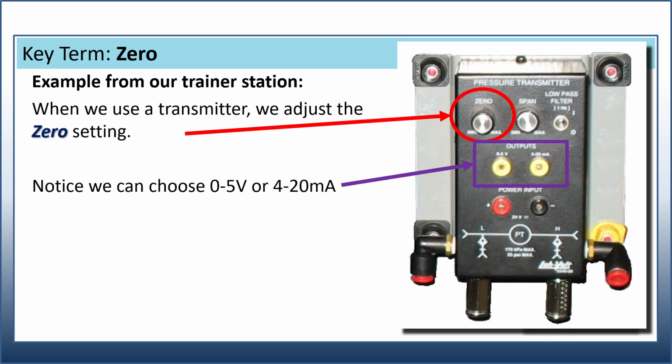Just to clarify that we're still talking about zero as a signal, from the trainer station that we'll be working with, we have a transmitter, and that transmitter has an adjustment such that wherever the zero or lowest part of our process variable is, we're going to set our lowest signal or our zero signal to be sent out. On this particular transmitter, you have a choice between a 0 to 5 volt signal or a 4 to 20 milliamp signal. We will be using the 0 to 5.